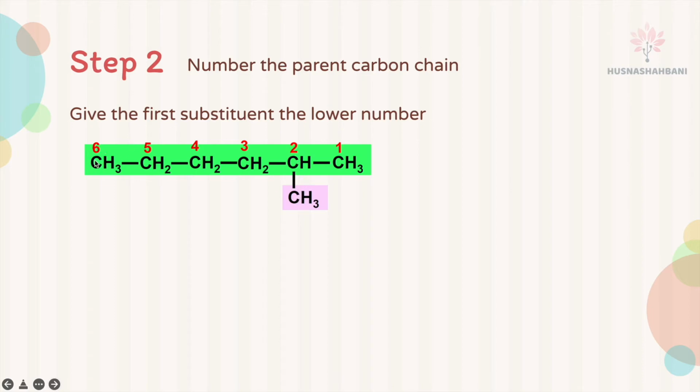If you give the number of carbon from the left, start numbering from the left, 1, 2, 3, 4, 5, the substituent will be attached to carbon number 5. Wrong. We have to make sure the substituent is attached to the lower number of the parent.